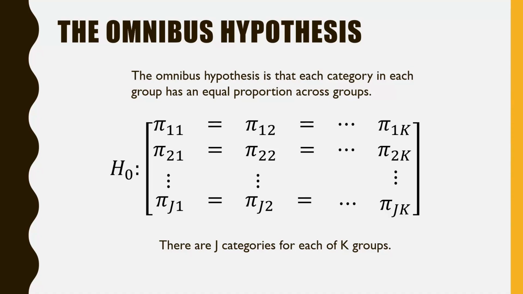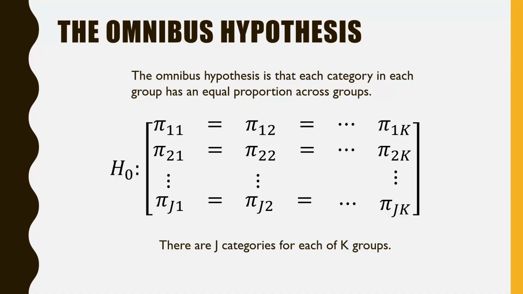So what are the categories in the placebo group? They're yes or no. Heart attack or no heart attack. What are the categories in the aspirin group? They're yes or no. Heart attack or no heart attack. The omnibus hypothesis here is stating that the proportion of those in the placebo group who have a heart attack is equal to the proportion in the aspirin group, and the proportion of those who do not have a heart attack in the placebo group is equal to the proportion of those who do not have a heart attack in the aspirin group.